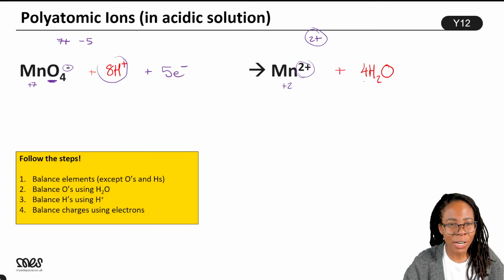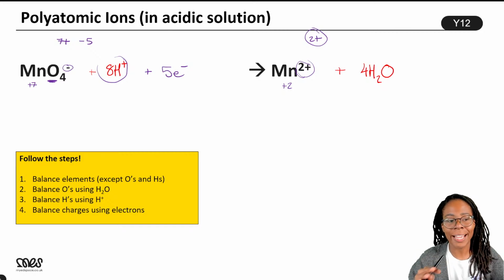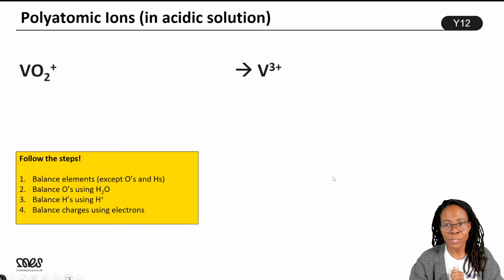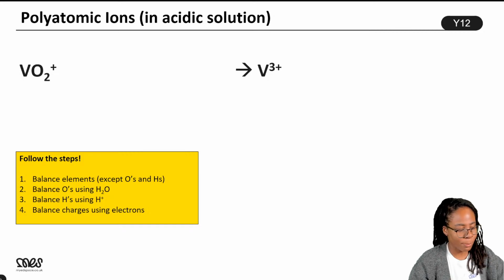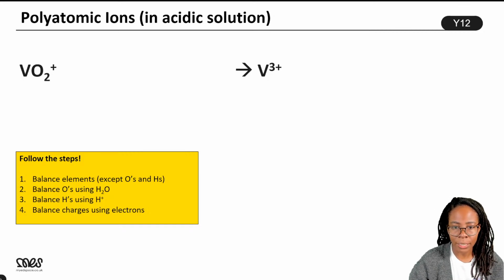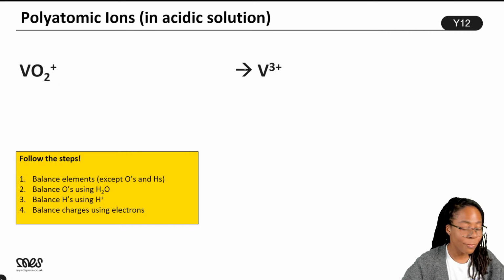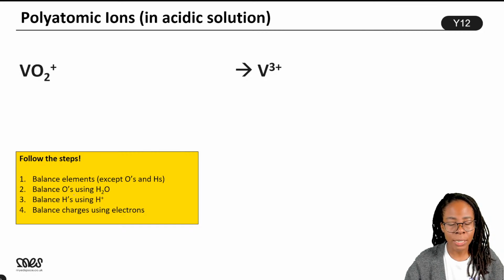Okay, let's do another example. Hopefully it will get clearer and clearer the more that you do. Okay, let's do this one. And I think this might be the last one because we are coming to the end. Right. So VO2 plus going to V3 plus. Our first step, we'll check that our vanadiums are balanced. They already are. So now our next step is to balance our oxygens using water because we are in solution. How many waters are we going to add and on which side?